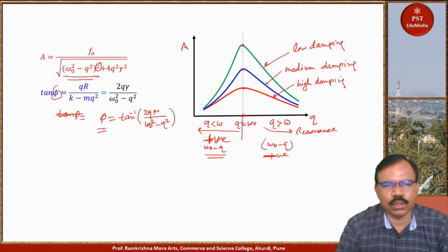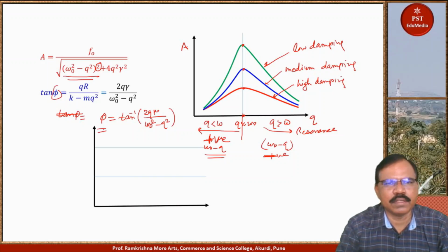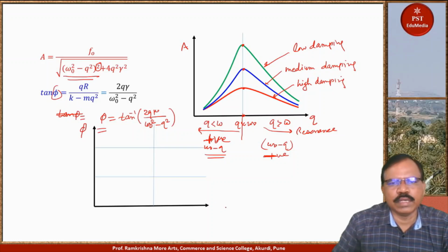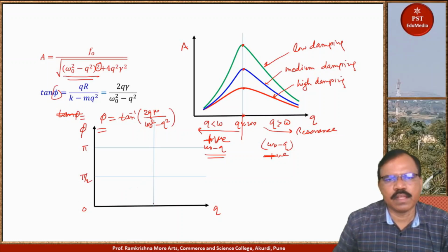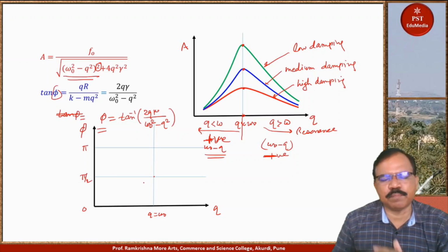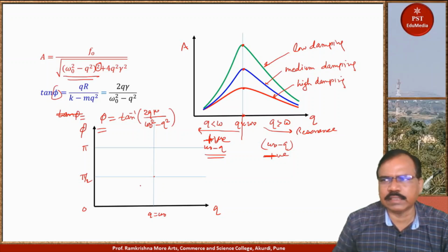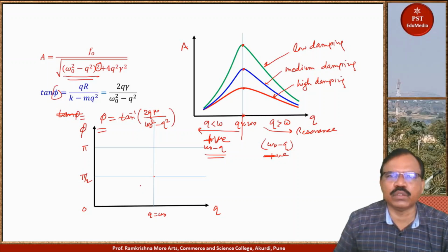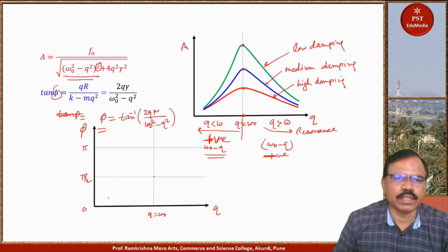Tan phi. So if we plot a graph of phi versus q, and suppose we take here pi by 2, here pi, and here 0. And here suppose we take q is equal to omega 0, that is, frequency of applied force is equal to natural frequency of oscillations. And at that point we get resonance, meaning maximum amplitude.